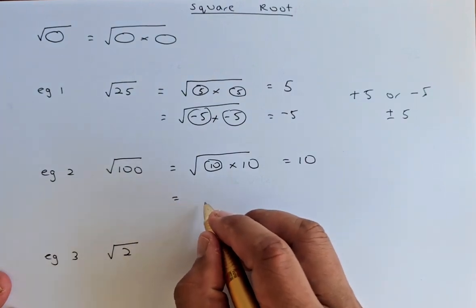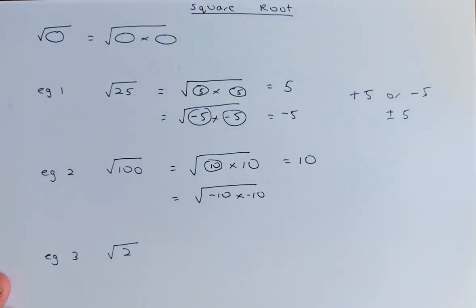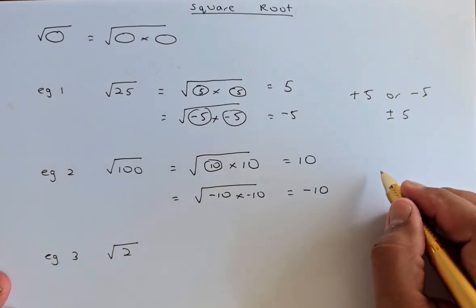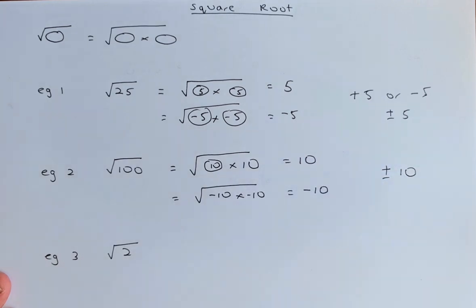Similarly, you can also do minus 10 times minus 10. If you use your calculator, minus 10 times minus 10 is also 100. So the answer is minus 10. So the answer for the square root of 100 is actually plus minus 10. But if you are in year 9, 10 will be acceptable.